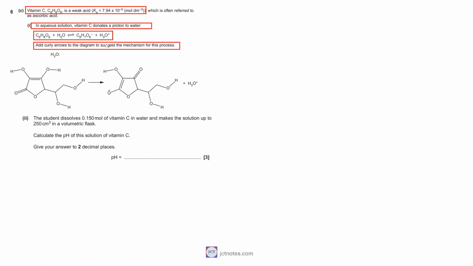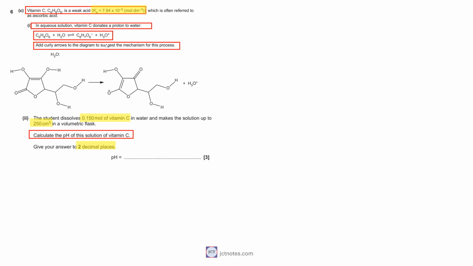In the second question of this part, the student dissolves 0.15 mole of vitamin C in water and makes the solution up to 250 cubic centimeters in a volumetric flask. We are asked to calculate the pH of this solution of vitamin C, giving the answer to 2 decimal places. To calculate the pH, we need to use the equilibrium constant given.